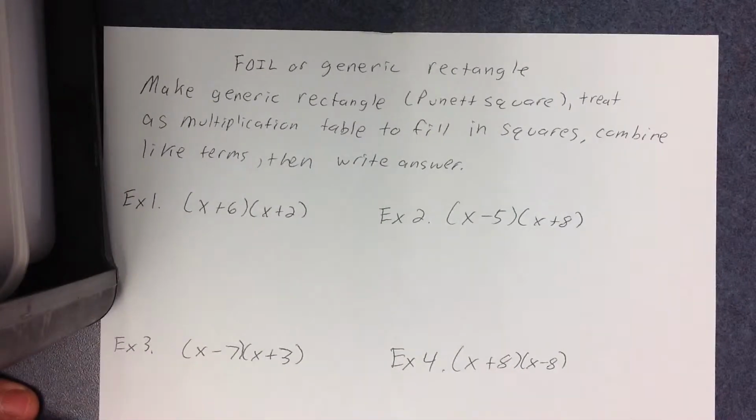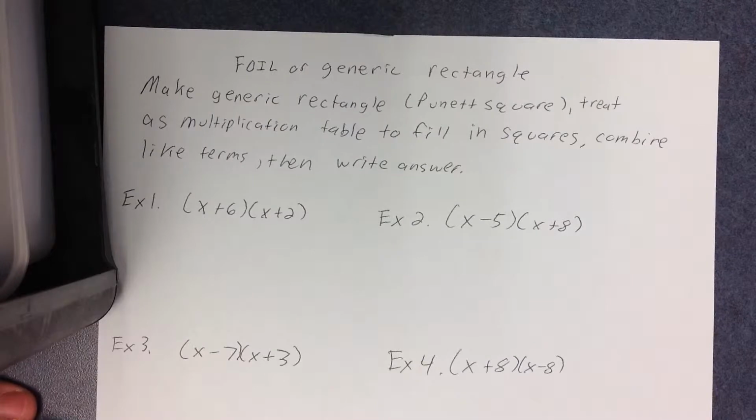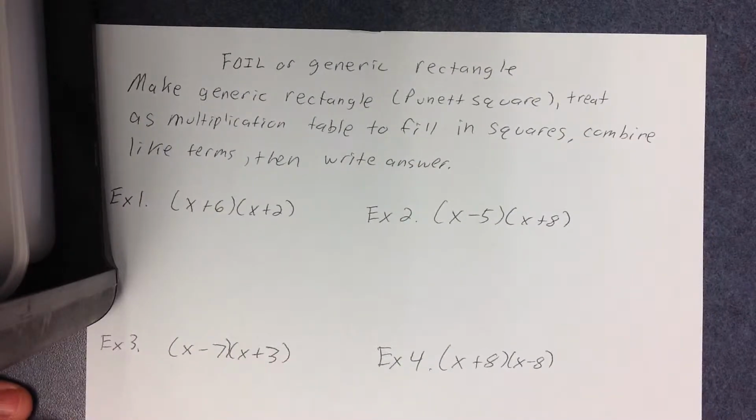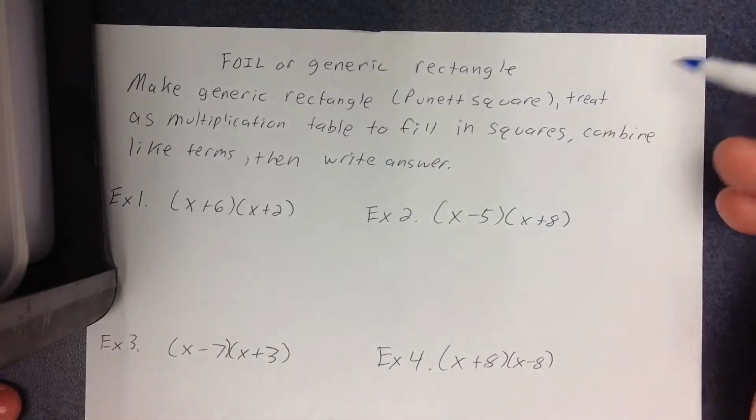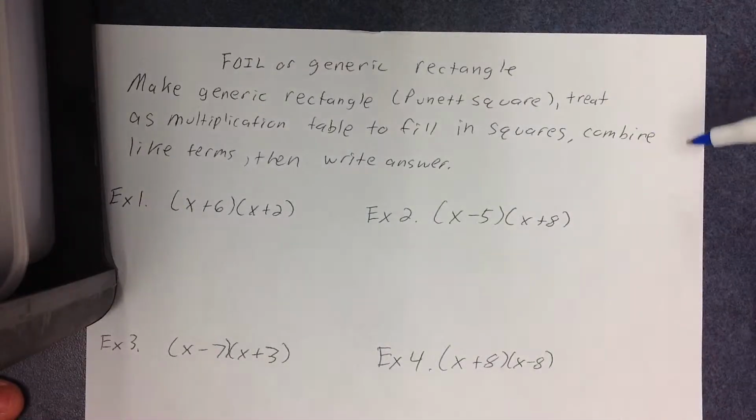Okay, we're going to talk about problems that involve FOIL. It's probably what you're more familiar with. I teach it in what's called the generic rectangle. Sometimes students refer to it as the Punnett square. But we're going to make a generic rectangle, treat it as a multiplication table to fill in the squares, then combine our like terms to write the answer.